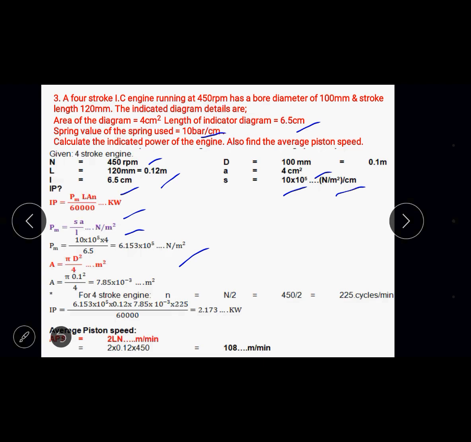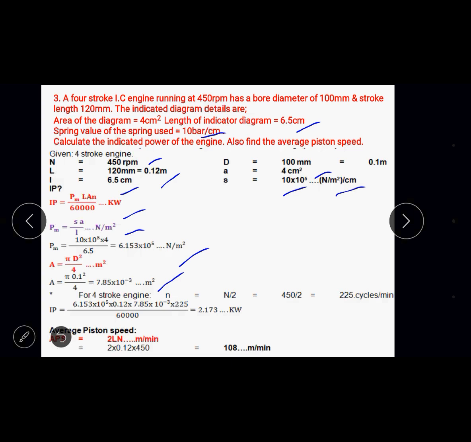Next one, stroke of the piston, it's available. Area of the cylinder we have to find out. Area of the piston or area of the cylinder, it's given pi d square by 4. Diameter of the cylinder, bore diameter, it's given 0.1 meter. So use that, you will get the area as 7.8 into 10 power minus 3 meters square.